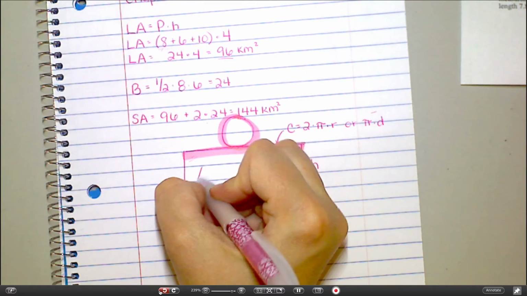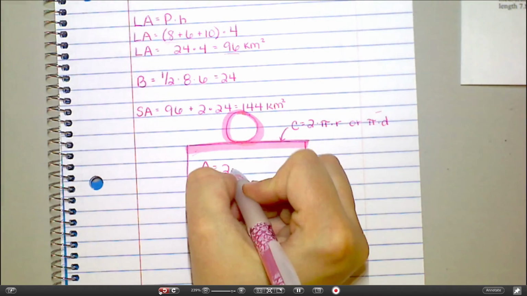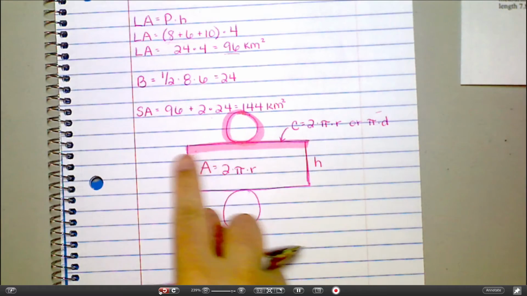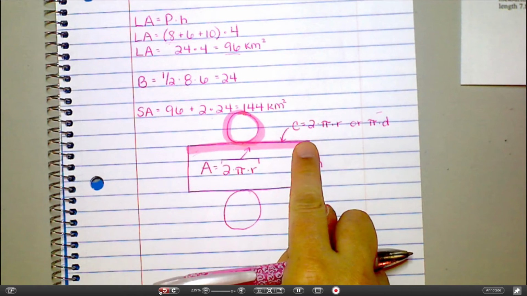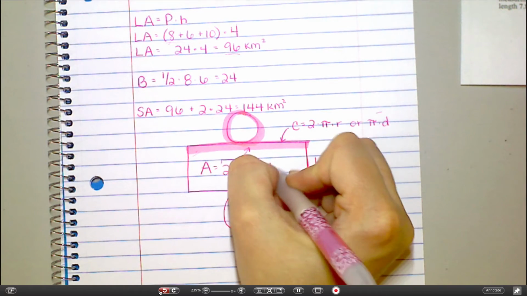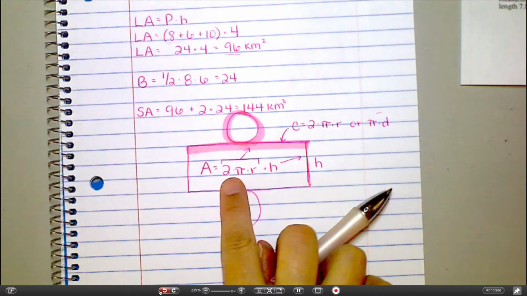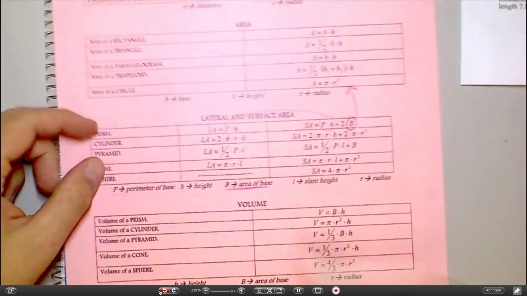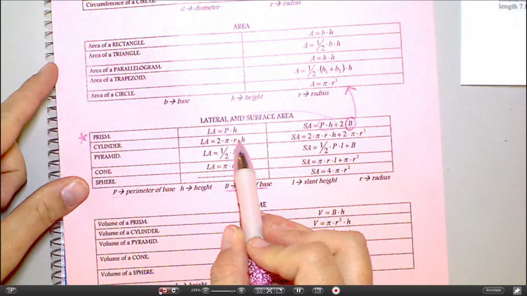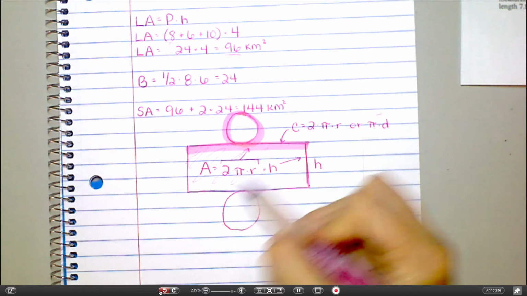So to find the area of this rectangle right here, you're going to do 2 times pi times r, which is the circumference. This chunk here gives you that length, times the height, which is this length, because you're doing length times width for a rectangle. So the area of this rectangle is 2 times pi times r times the height. Look at your lateral area formula. Lateral area, 2 times pi times r times height. Okay? That gives you this rectangle.